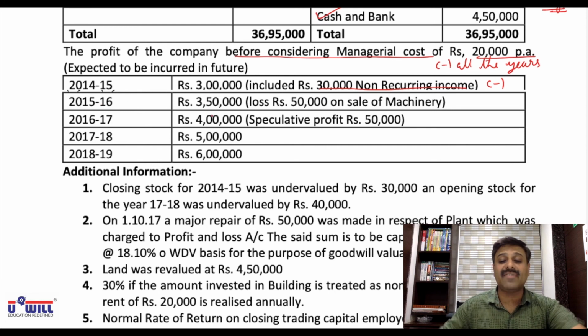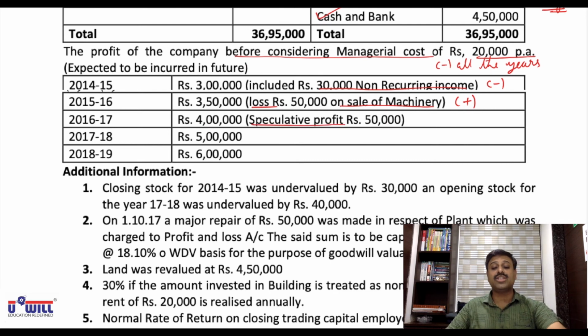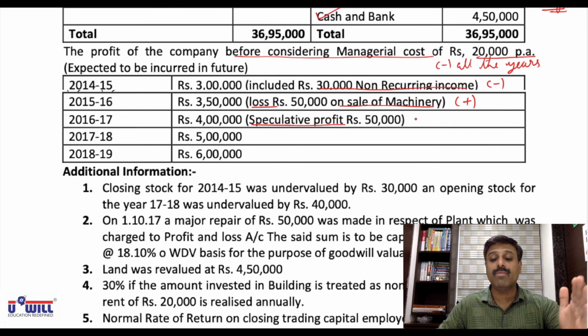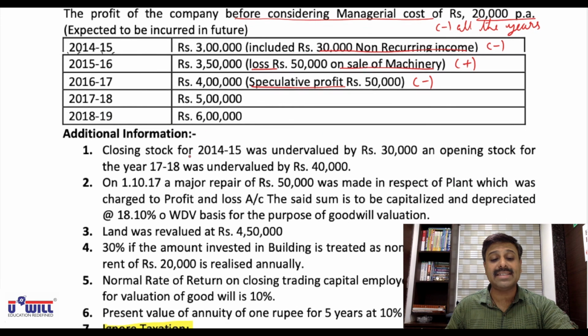2015 to 16, 3 lakh 50,000, which includes loss on sale of machinery, 50,000. In the previous question also we did this. It's a capital loss, a one-time loss. We are not going to incur that again and again. If you remove the loss, the profits will increase. So we will plus in the profits of 15 to 16. 16 to 17, 4 lakhs, including speculative profit of 50,000. I told you speculation is also a one-time game like gambling. Okay, you don't get it again and again. So if you remove that profit, the profits will decrease. So you'll minus from profits of 16 to 17. 17 to 18, 5 lakhs, and 18 to 19, 6 lakhs.